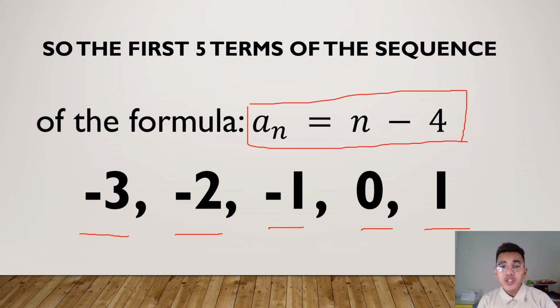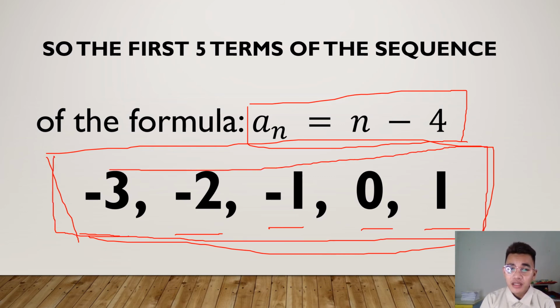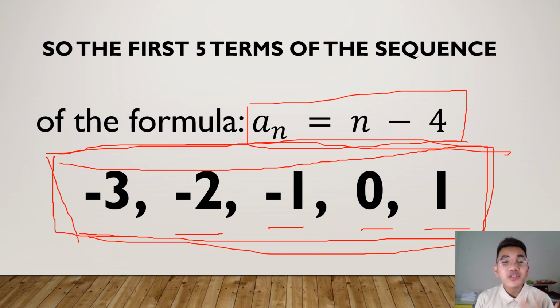Then the question is, is this an arithmetic sequence? Yes, of course. This is an arithmetic sequence. What is the common difference? The common difference there is 1, as you can see. Negative 3 plus 1 gives negative 2, then negative 2 plus 1 gives negative 1. Negative 1 plus 1 is 0, then plus 1 gives 1. So this is actually an arithmetic sequence.